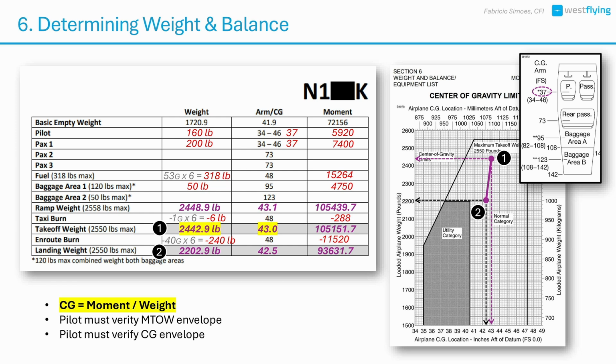In some airplanes, as the fuel burns, the CG might travel to an area outside of the envelope. That's why it is also important to calculate the landing weight and the landing CG, with the expected fuel remaining, or even zero fuel, to ensure the aircraft will remain within the approved envelope during the entire flight.